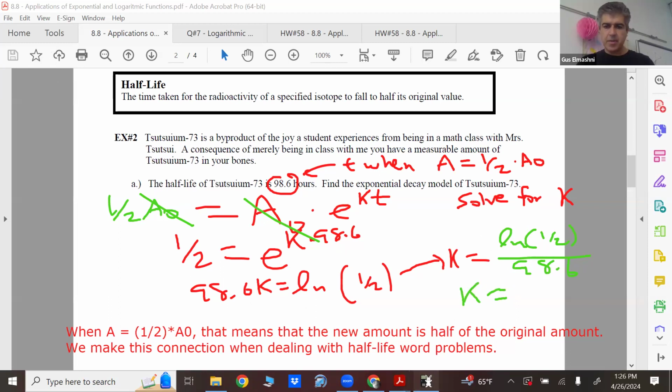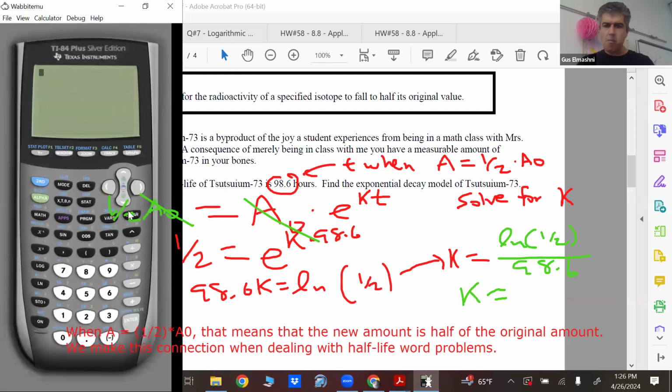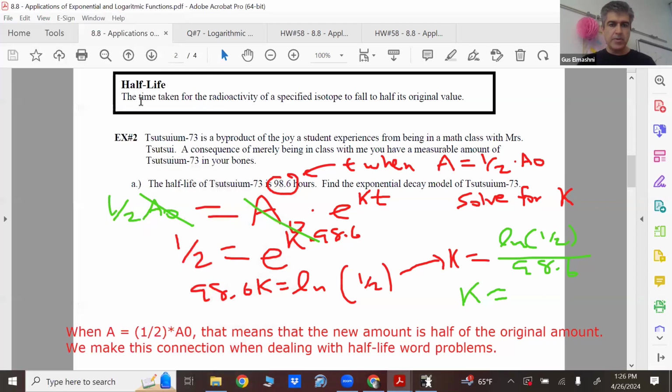And what's that going to be? So natural log of 1/2, I think, is always negative 0.693, divided by 98.6. And it should be negative because you're losing. It's the k. So it's negative 0.007. So I'm going to store that as alpha A. So negative 0.007.